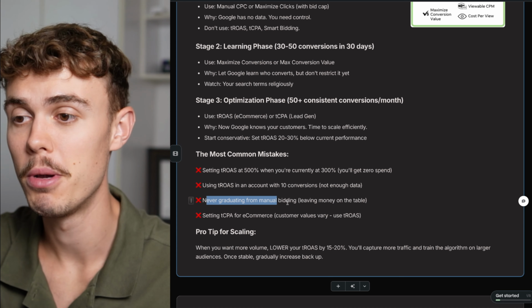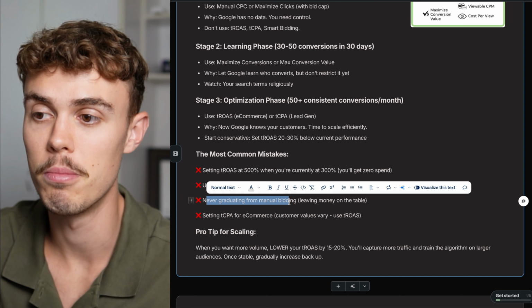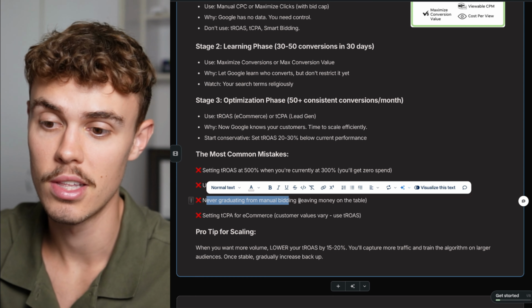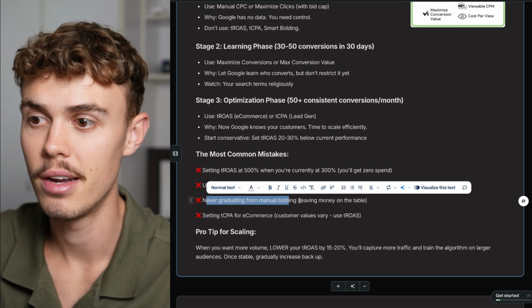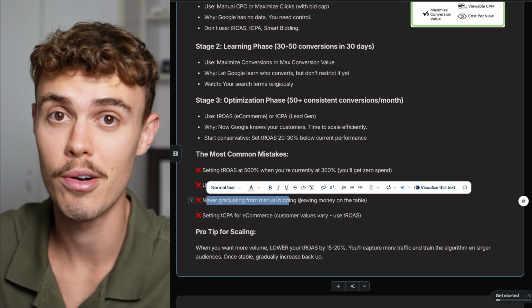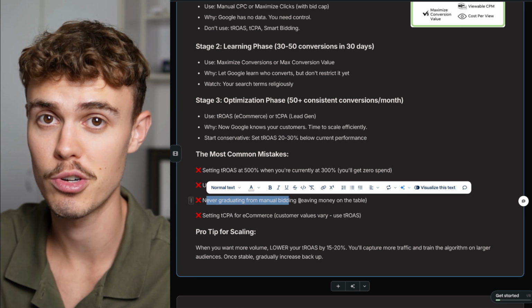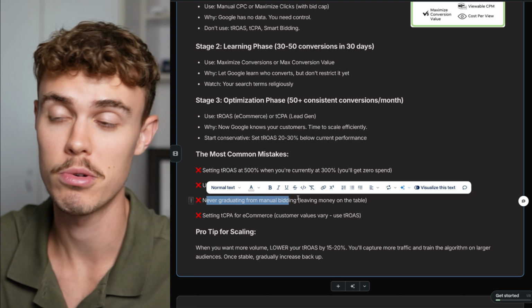Never graduating from manual bidding. I know a lot of people do still use manual bidding. They lean on it a bit more heavily in accounts. I personally think it's very difficult to make the argument that you can outbid a multi-billion dollar algorithm from Google, which typically does perform really well when you have the right restrictions and structure in place. So I always opt for the automated solution because I find it genuinely just brings better results.